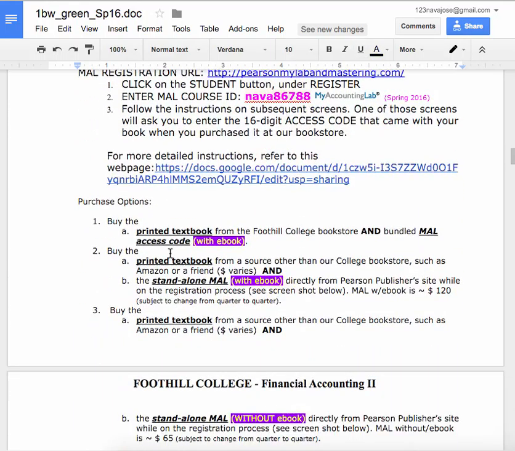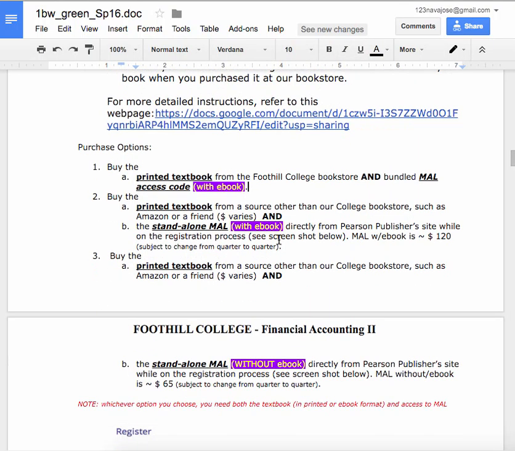All right, so keep moving. Straightforward. If you haven't yet purchased the book and the MAL access code, you have 3 options. I suggest you do this one, which is by far the cheapest, and it has everything you need: the printed textbook, the access code with the ebook. But if you have other reasons to buy the other ones, here's your options below, 2 and 3.